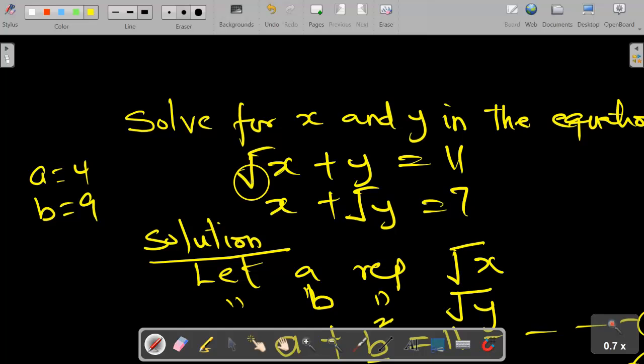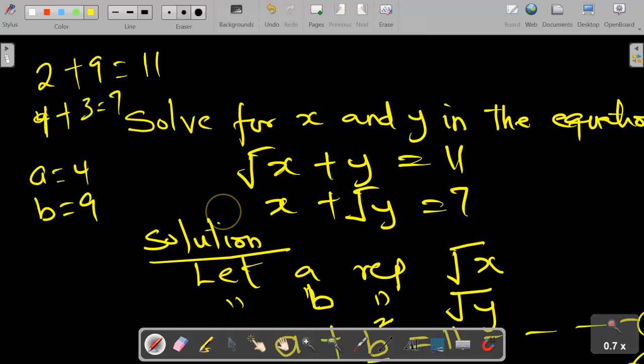So let's check this first equation. Root x, root 4 is 2, plus y. y is 9. 2 plus 9, 11. So it means we have solved the problem. Now check the second equation. x is 4. x is 4 plus root y, 3. That will give us 7. So we have solved the problem.